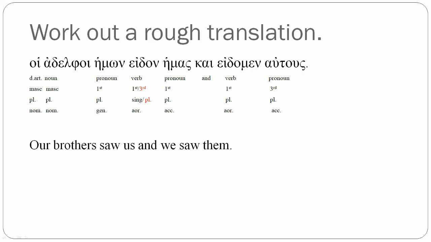Next thing, let's do a smooth translation or a final translation. Hoi adelphoi is your nominative, so let's use that as a subject. Hoi adelphoi hemon, the brothers of us, or our brothers. Adon is your verb. Now we know, right, what this is. It's not first person singular. It has to be third person plural, because hoi adelphoi is plural. So our brothers saw us, hemas. Kai edamen autus, and we saw them. Okay. Our brothers saw us, and we saw them.